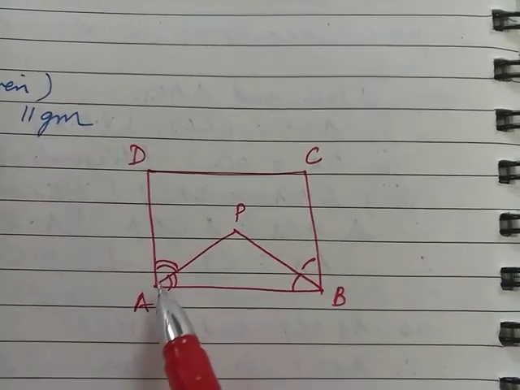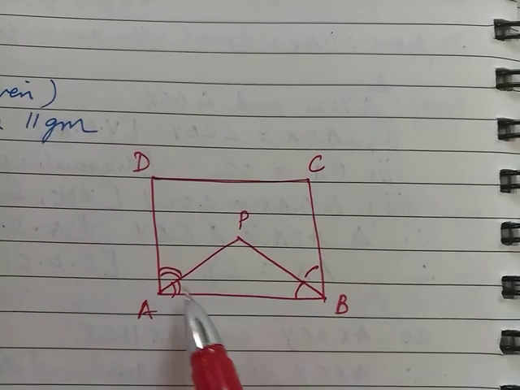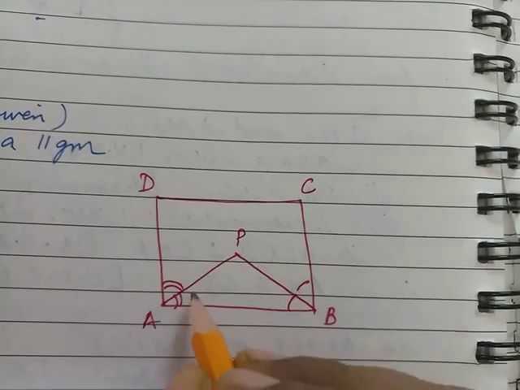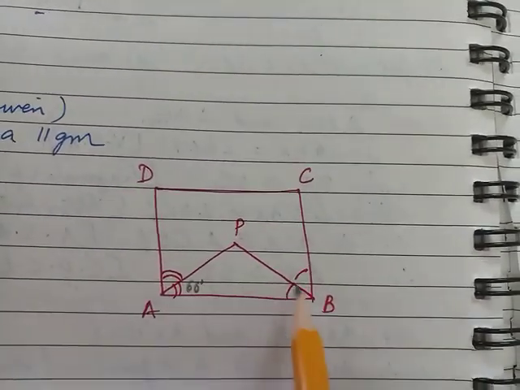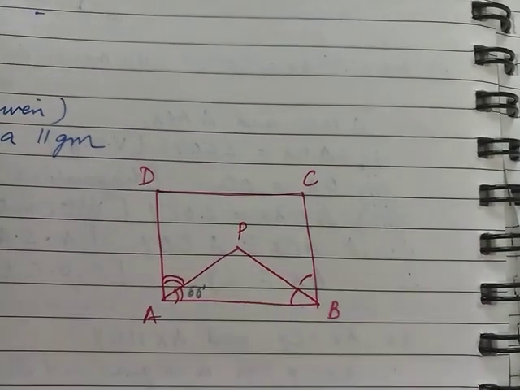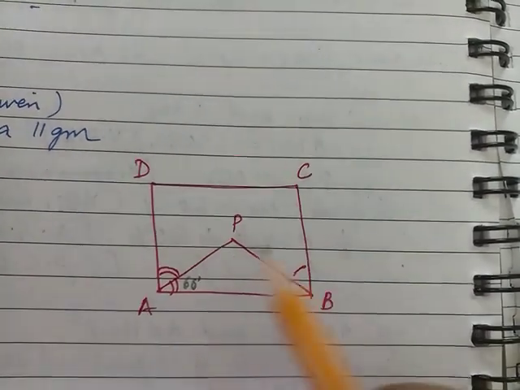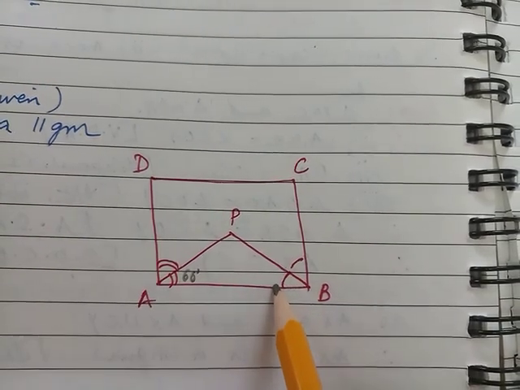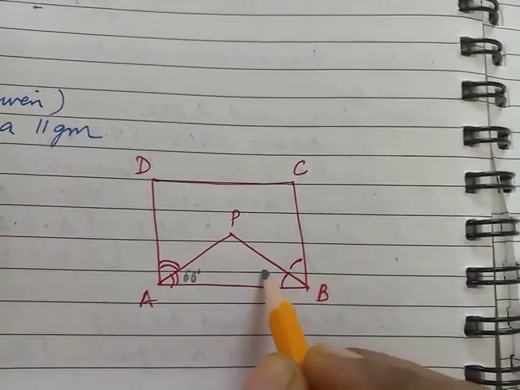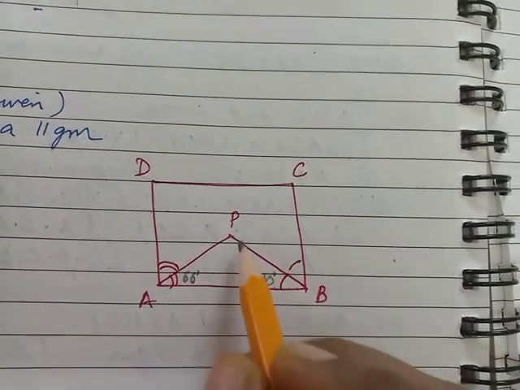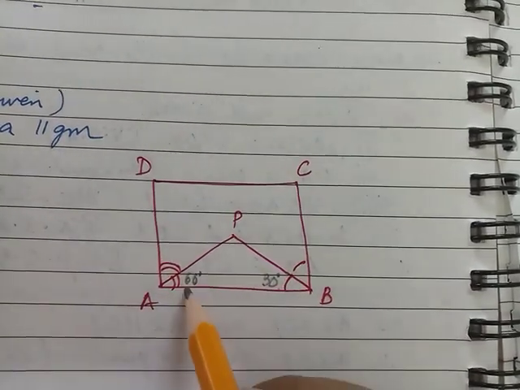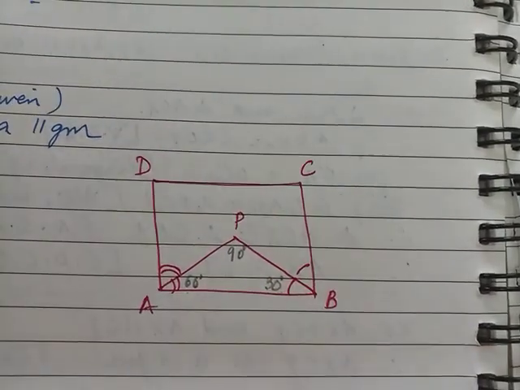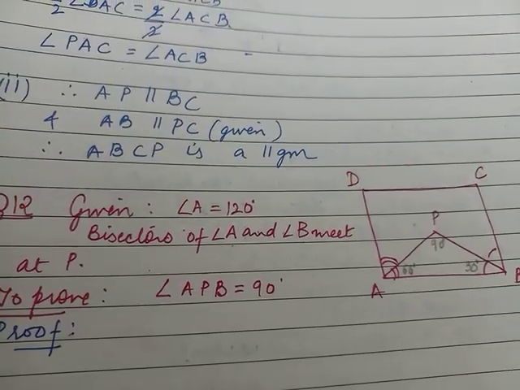See, students, now this angle A is completely 120. This is the bisector, so this will become 60. As we know very well, the sum of adjacent angles of a parallelogram is 180 degrees. This complete angle A is 120, therefore this complete angle B will be 60 and half of B will become 30. Now we come to this triangle APB. This is 60, this is 30, so this is going to be 90 degrees. Let's see how we write the solution.